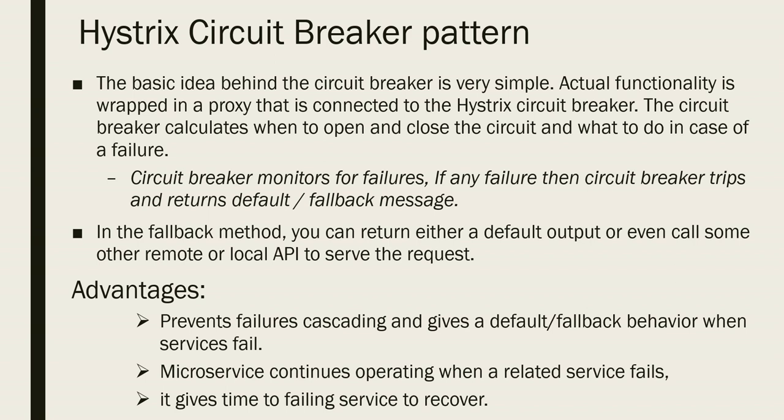The circuit breaker has three states: open state, closed state, and half-open state. Closed state means normal. If any exception occurs, then the circuit breaker state will change to open. In open state, it won't invoke the actual microservice. Instead, it will invoke a fallback method, where we can implement whatever logic we want. We can return default values, or else we can invoke another microservice. This is how the circuit breaker pattern works in microservices.